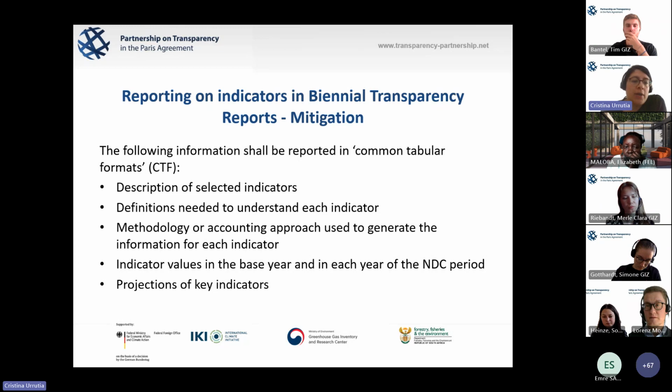And then, very importantly for tracking progress over time, it's the values of the indicators in the base year, in each year of the NDC period, and because the NDC period includes also its final year, this is what allows doing the comparison, the tracking of progress and achievement. You compare your indicator values over time. And then finally, if it is possible, the projections of the key indicators, which is an important policy tool because you look into the future, how you expect your indicator to develop. If this is not happening with your yearly values, ideally policymakers would adapt.